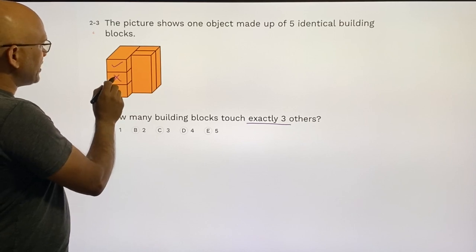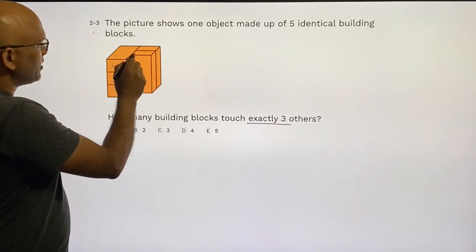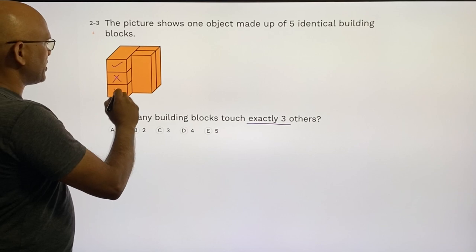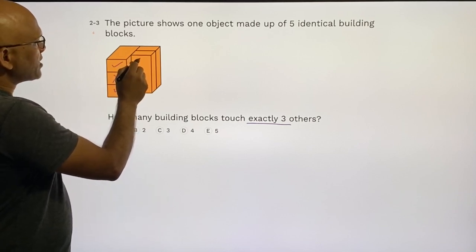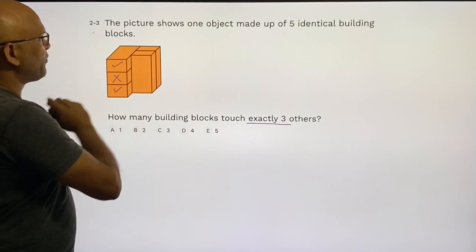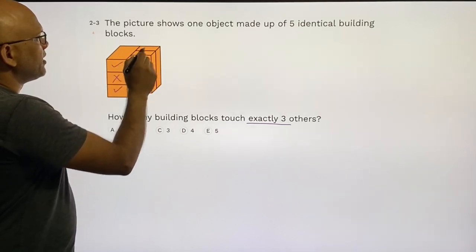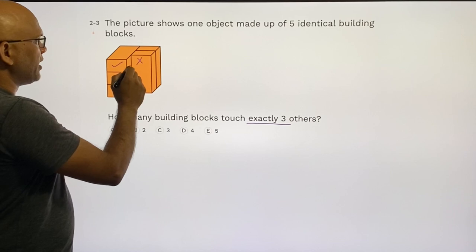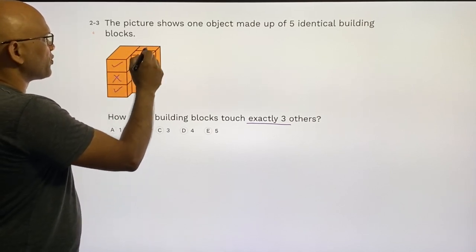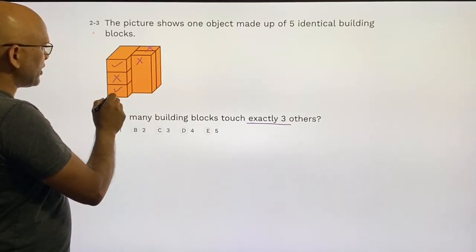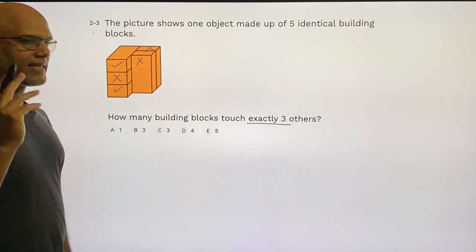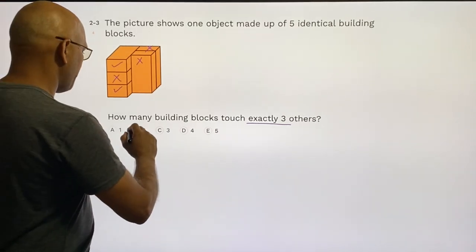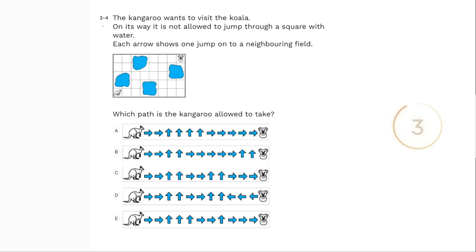This block is touching this, that is 1. It's also touching this and this. So this is it. This block is touching these 3 plus 1, 4. So this is not it. This block is touching this block, that is 1, and it's also touching this 3. So this block is touching 4, so this also cannot be it. So there are only 2 blocks that touch exactly 3 others. So B is the correct choice.